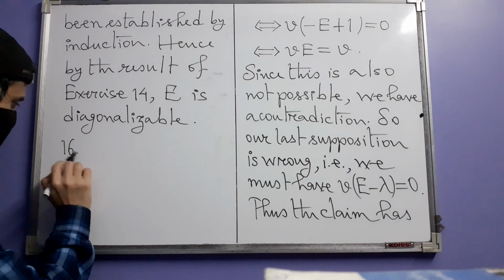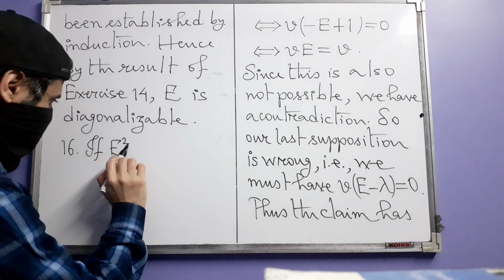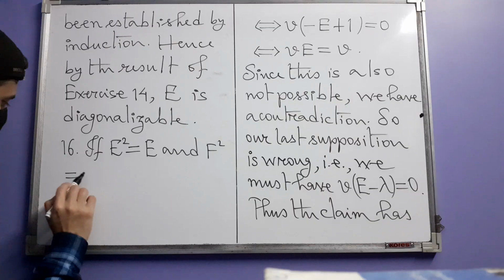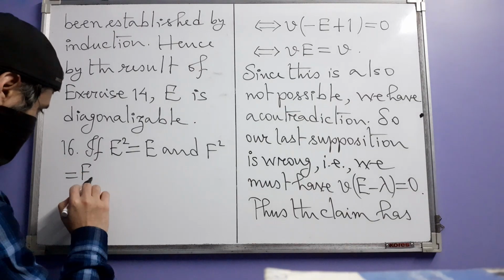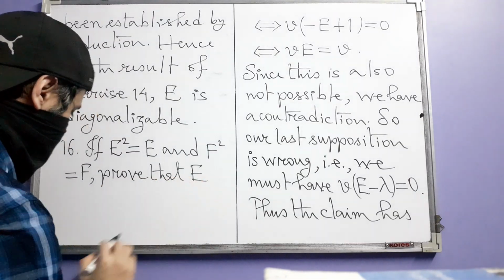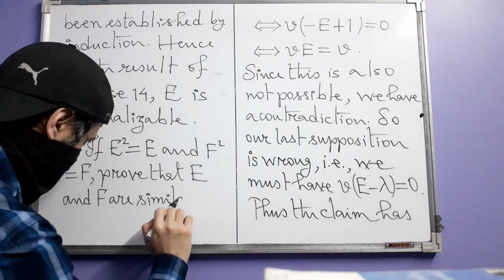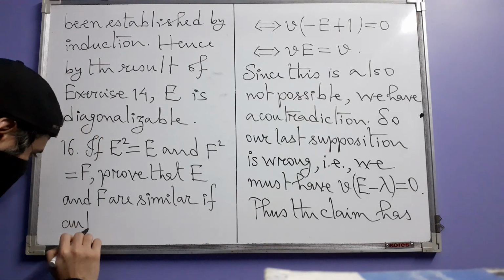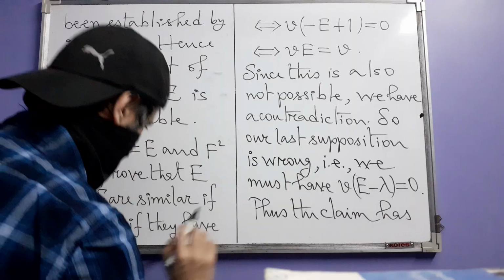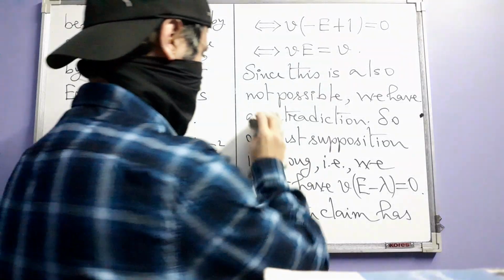Next, 16. If E is an operator whose square is itself and F is also an operator whose square is itself, prove that E and F are similar if and only if they have the same rank, that is, their range spaces have the same dimension.